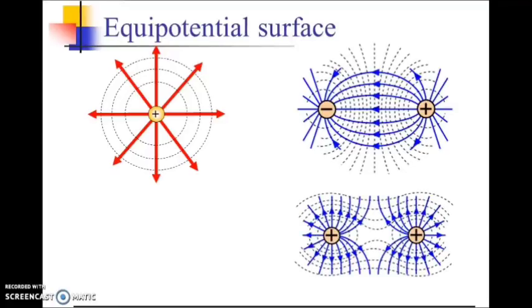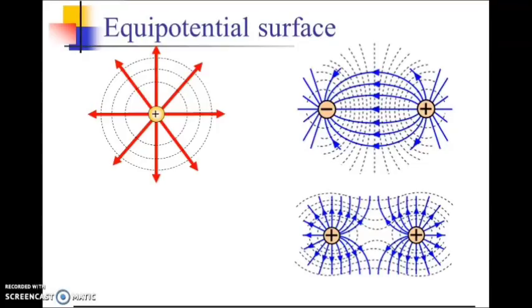And here is the result. So we have two positive charges separated at some distance. Blue lines again represent the electric field lines, and these dashed lines are the equipotential surfaces. As you can see, they look like number 8, which is turned 90 degrees. So this is an example of equipotential surfaces.